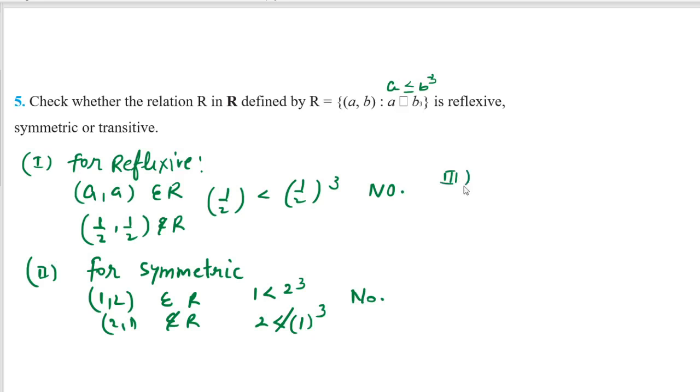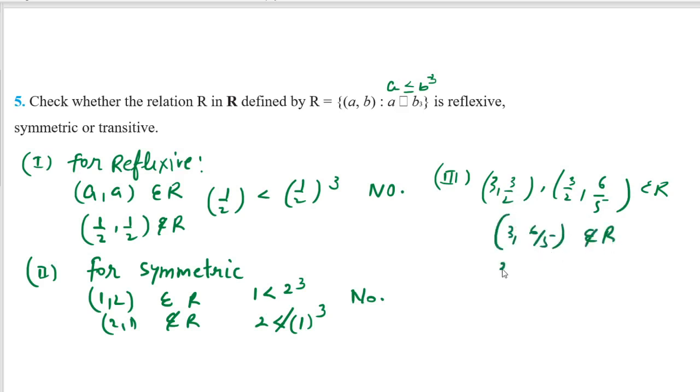For the third part, what is given here? It is given transitive. So for transitive, what you can do? See, if (3, 3/2) and (3/2, 6/5) belong to R, you can see one thing: 3 will be less than (3/2) whole cube and 3/2 will be less than (6/5) whole cube. But what you can observe is that (3, 6/5) does not belong to R. Why? Because this 3 will not be less than (6/5) whole cube.